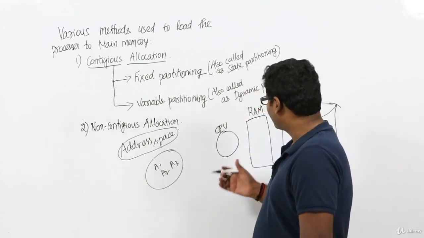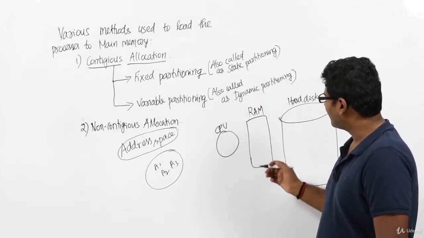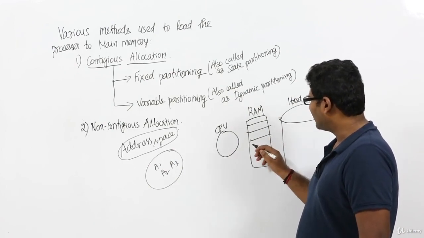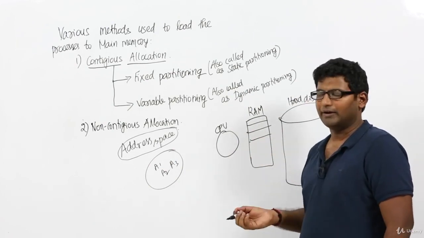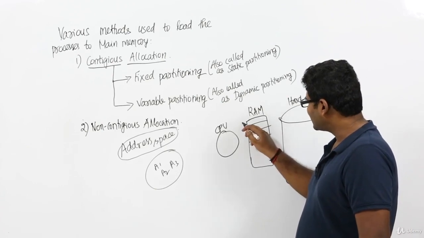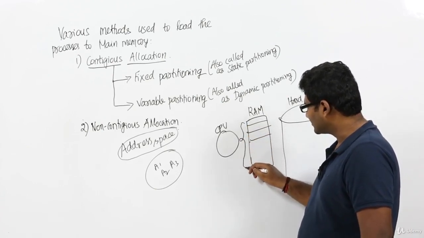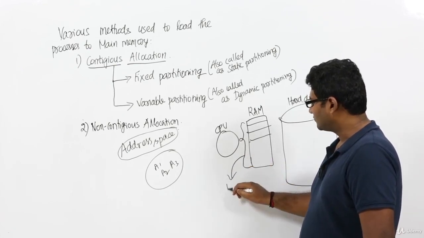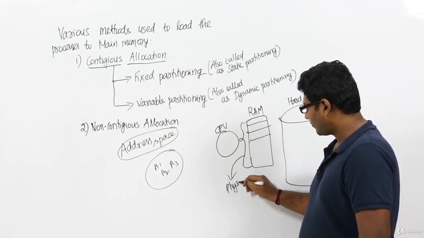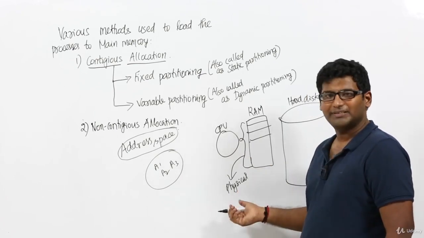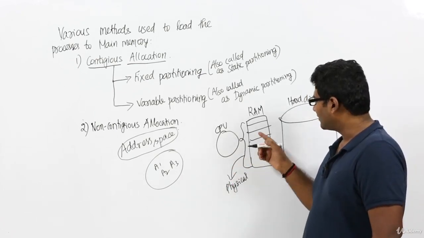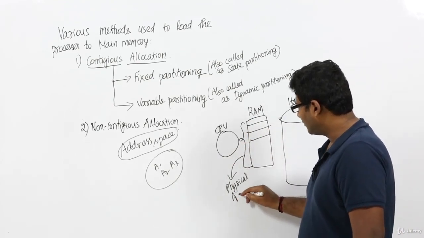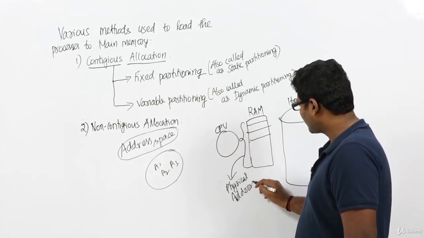So RAM is nothing but a collection of addresses, right? A RAM is a collection of words, we know that, and every word will have an address. I have told that, and so our RAM has a collection of addresses. I can say this is the physical address space. Address space means a collection of addresses, and all the addresses of RAM are called the physical address space.